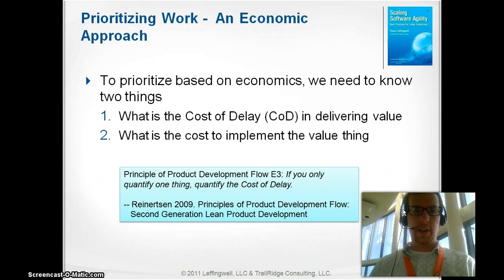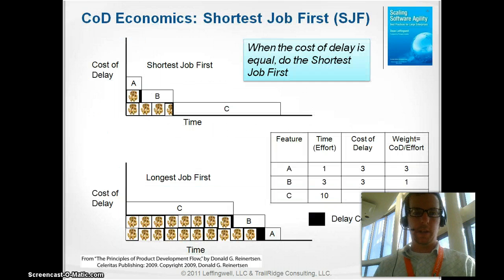So today I want to talk about how to do an economic approach. I think of it as two things that I need in order to figure out which features or epics I need to put into a team for them to start working on. The two things that I need are the cost of delay in delivering the value and the cost of implementing it. And if I know those two things, I've got a pretty good idea of what order I should prioritize them in. So let's get into it.